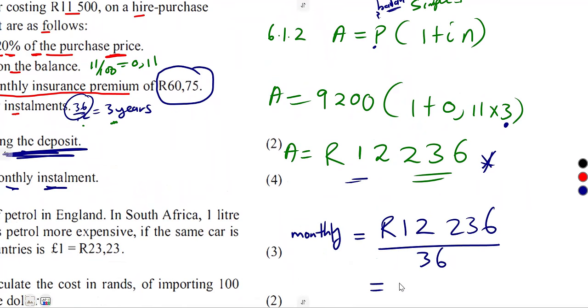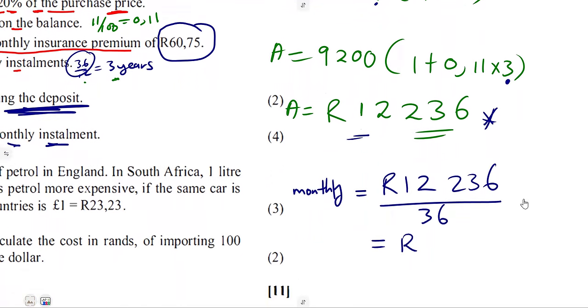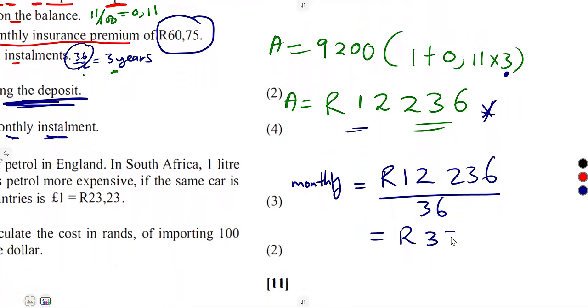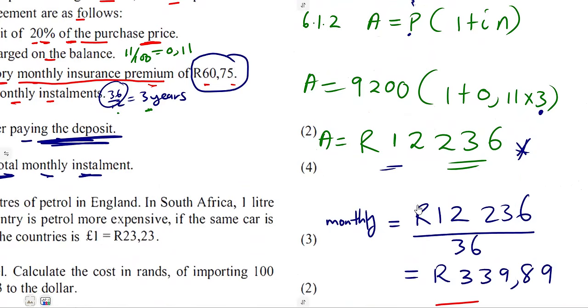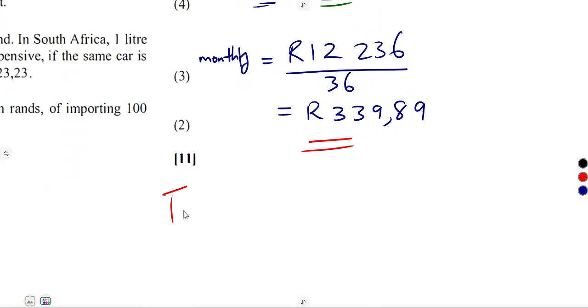So 36 months, it means monthly she was supposed to pay, in that case, to two decimal places, 339,89. So this is what we are going to have as a monthly from the hire purchase of what we are given. But this is not the total she is going to pay monthly, because they told us that she must also pay a compulsory monthly insurance premium, 60 rand 75. So that one must be added to have the total for the monthly.